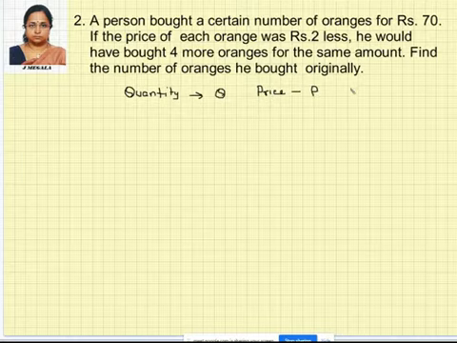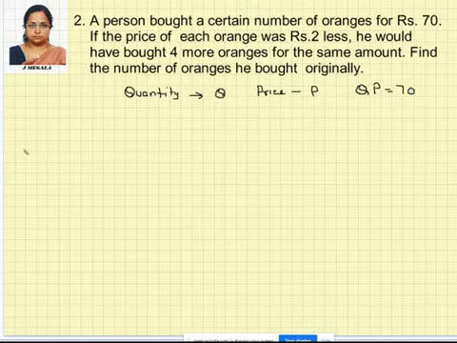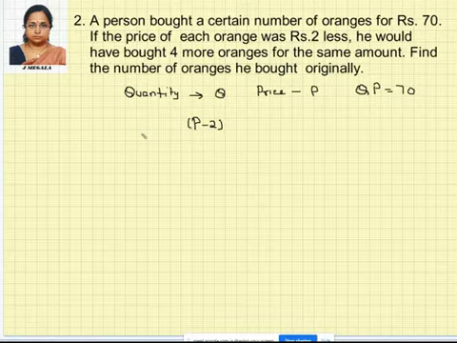And now, given that he has purchased Q oranges for the price P, that is nothing but 70. That's the given data. But the next sentence says that if the price reduces by 2, so let me consider this: if the price reduces by 2, it is P minus 2. And now he purchases 4 more oranges if the price reduces by 2, so that's nothing but Q plus 4.